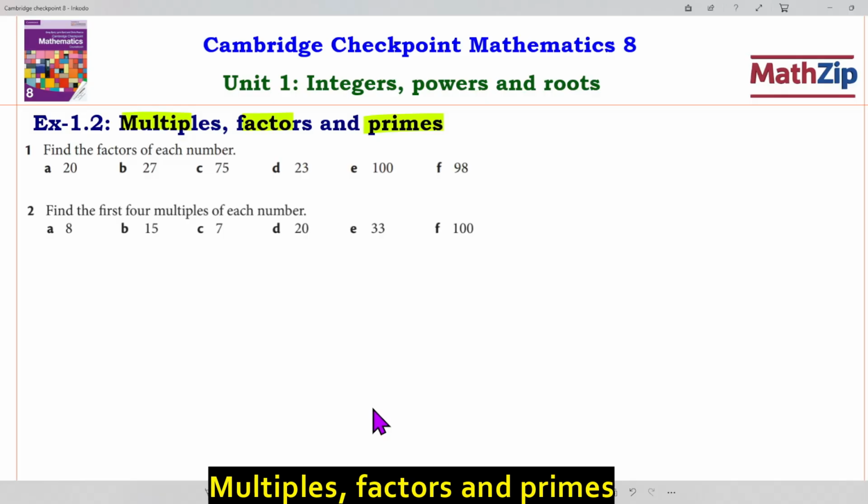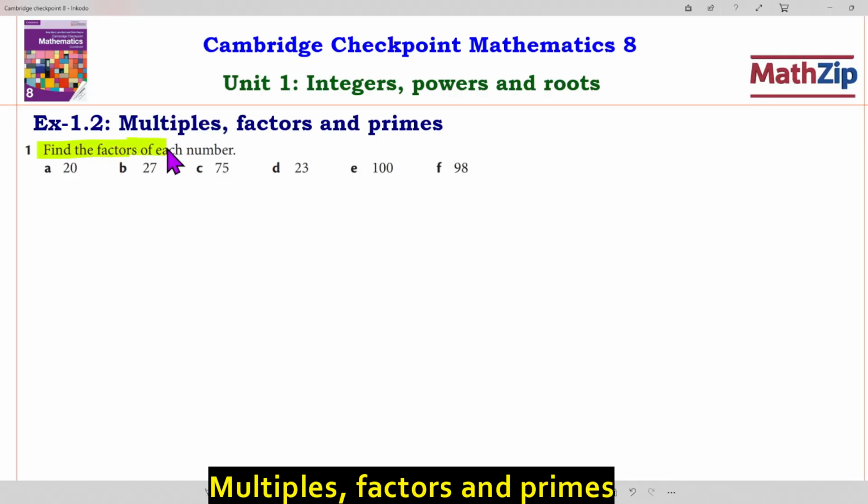This video I am starting exercise 1.2 of Cambridge Checkpoint Mathematics 8, and in this video I am trying to solve the questions based on factors and multiples. Let's get started. Number 1, find the factors of each number.